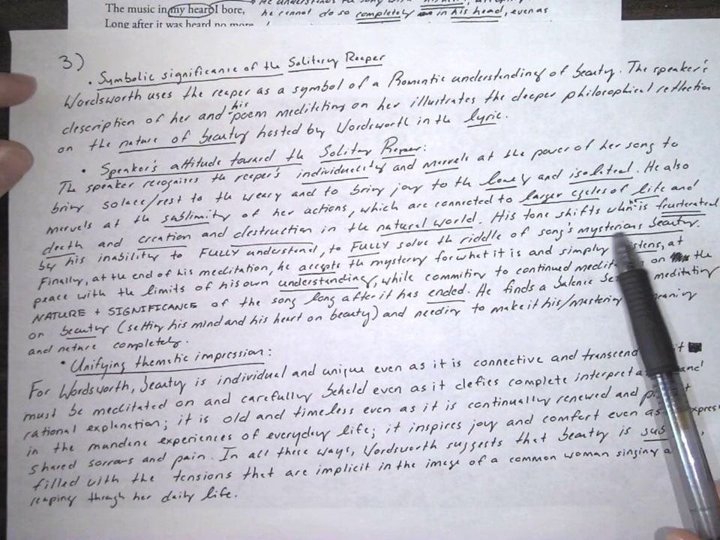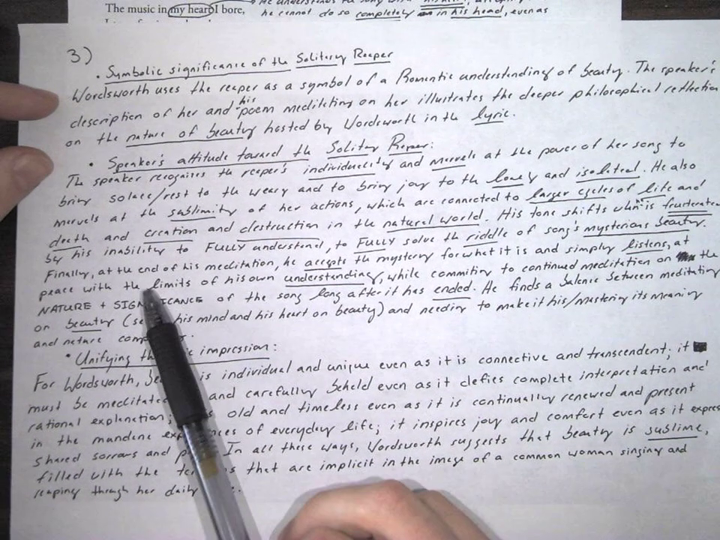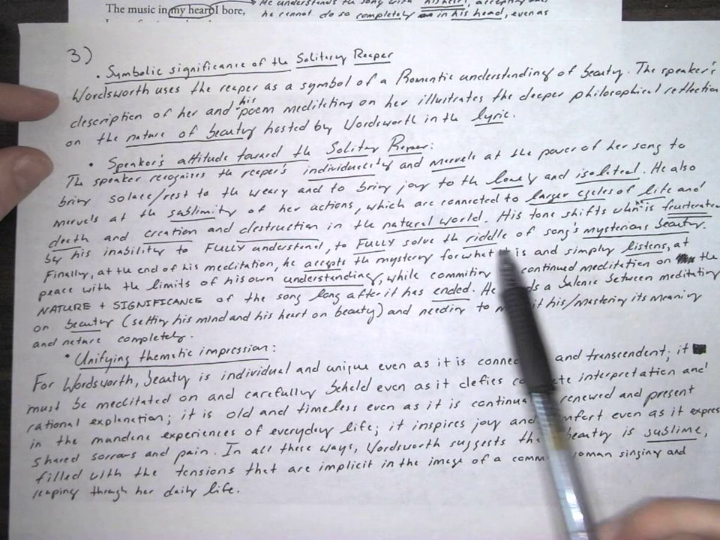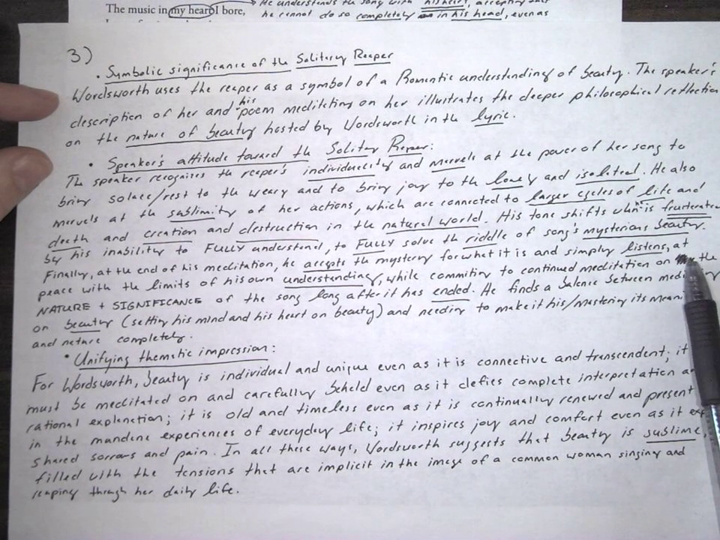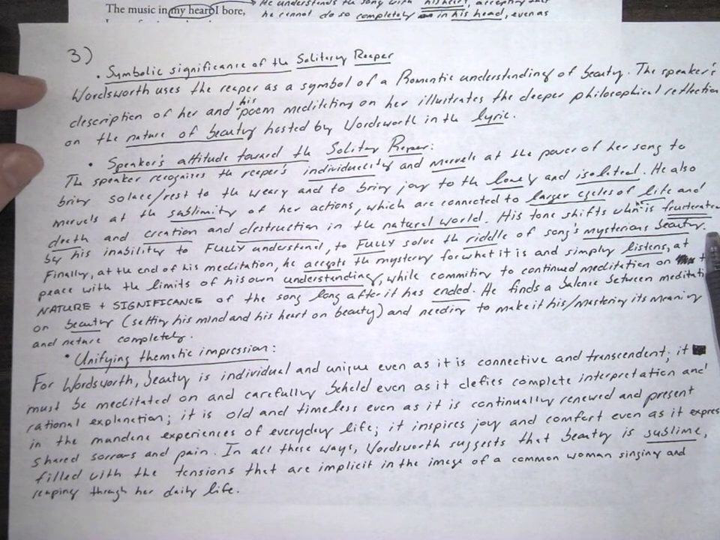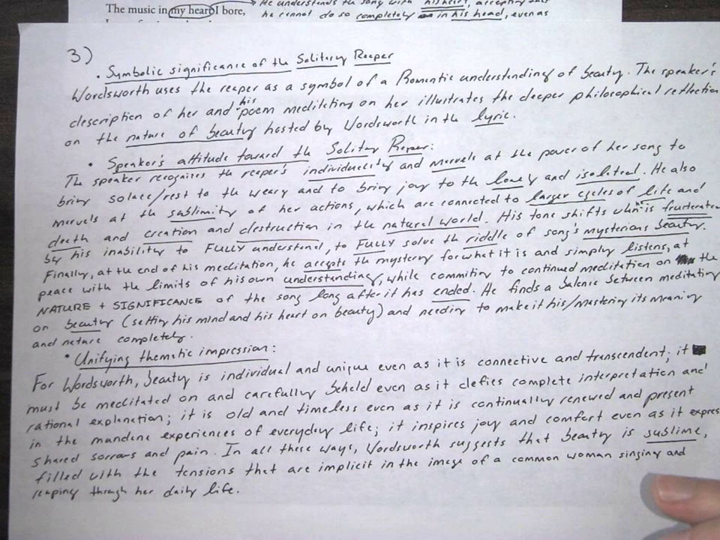His tone shifts when he is frustrated by his inability to fully understand, to fully solve the riddle of the song's mysterious beauty. This is indicated for us in the third stanza, in which he is confronted by his need to own the song for himself, to understand all of it.